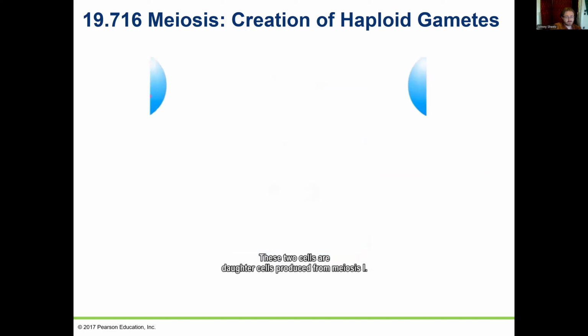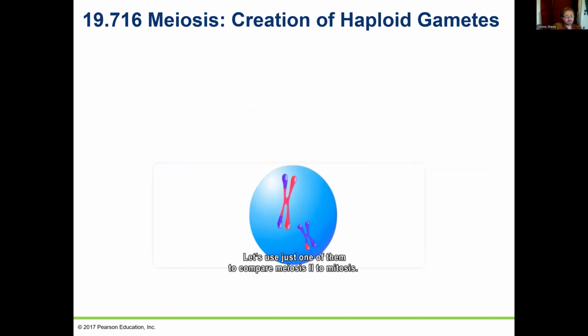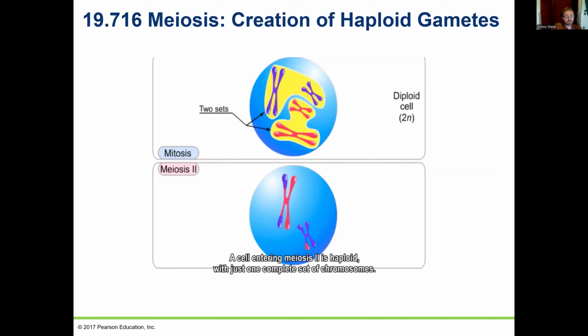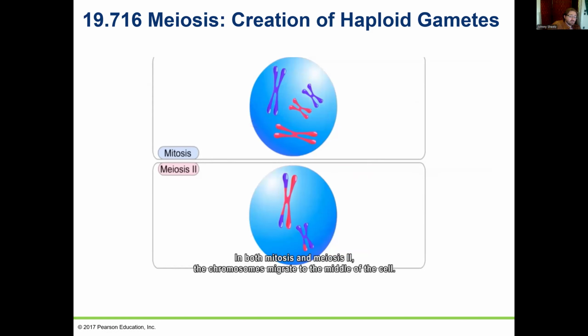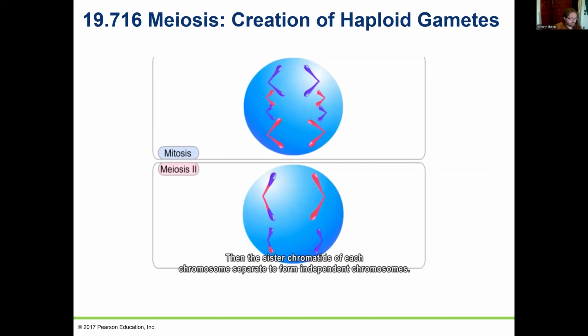These two cells are daughter cells produced from meiosis 1. Let's use just one of them to compare meiosis 2 to mitosis. A cell entering mitosis is diploid, with two complete sets of chromosomes. A cell entering meiosis 2 is haploid, with just one complete set of chromosomes. In both cells, each chromosome has two chromatids. In both mitosis and meiosis 2, the chromosomes migrate to the middle of the cell. Then, the sister chromatids of each chromosome separate to form independent chromosomes.